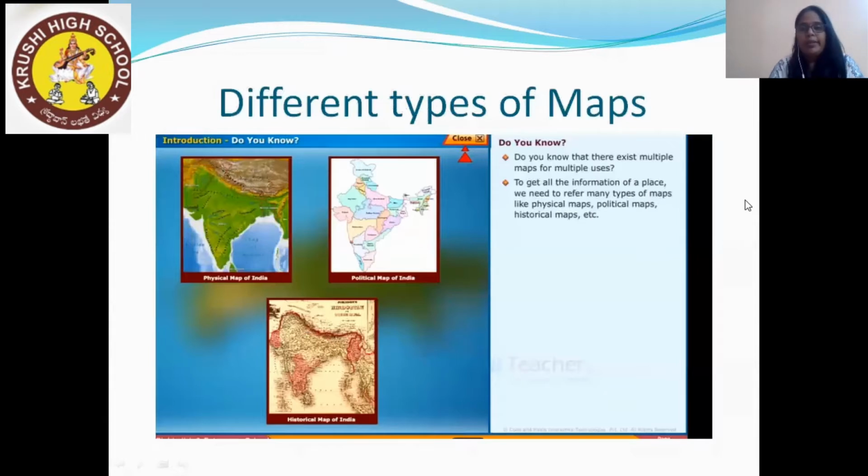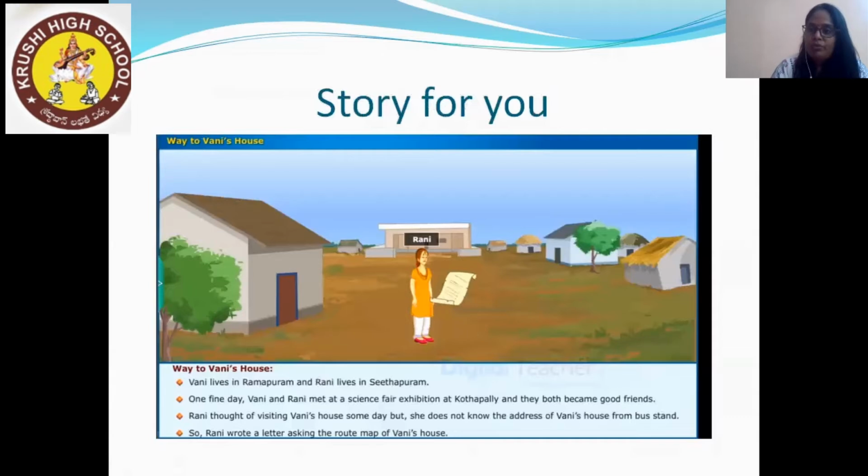Next, coming to different types of maps. We know that there are different types of maps: physical map, political map, and historical map. To get all the information about a place, we need to refer to many types of maps. All the information you can't have in one single map, children, so depending upon your requirement, you can view different maps.